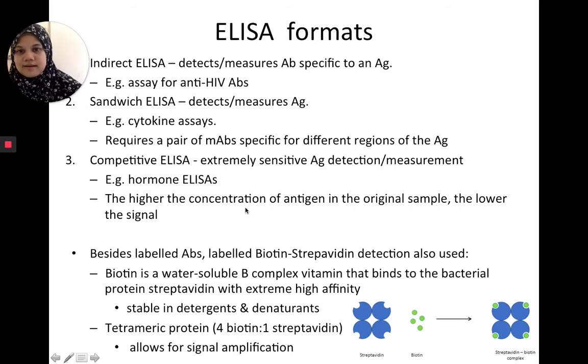Besides using labeled antibodies, we can also use labeled biotin streptavidin detection systems. Biotin is a water-soluble vitamin that binds to the bacterial protein streptavidin. So it's kind of like an antibody-antigen reaction, but it's not an antibody. It's a vitamin. And it actually allows for tetrameric binding as well, so you have 4 biotins that can bind to one streptavidin. This allows for signal amplification. If you imagine each of these is labeled, you'll get a higher signal from one detection reaction.